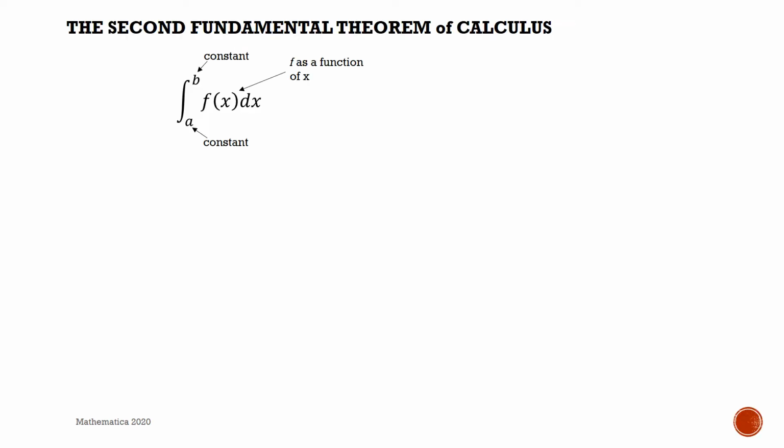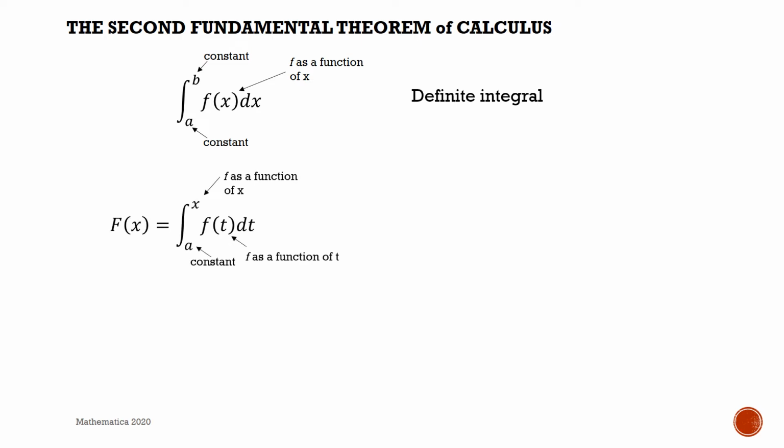Okay, so let's get started with the second fundamental theorem of calculus. So here we have a definite integral. We have a lower limit, we have an upper limit, and those are constants. And then, of course, we have our function of x, and of course, dx. Now, if we did not have the constants, in other words, if we did not have our lower limit or upper limit, then we would have just the basic integral, which we call the indefinite integral, and we would use that to find the antiderivative.